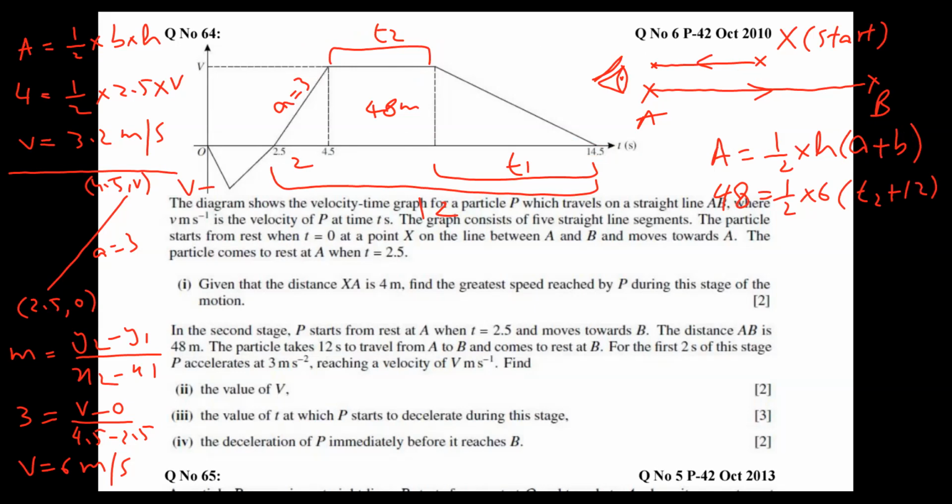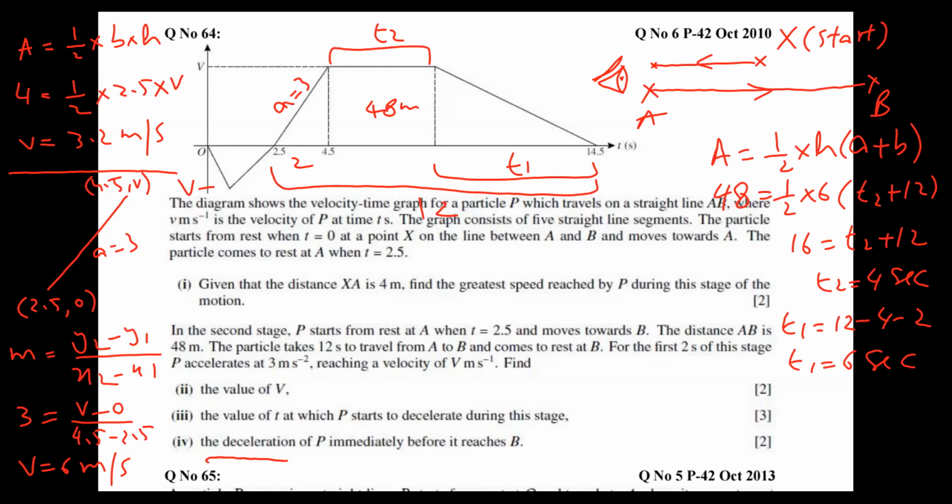Now I will type it in the calculator. 48 divided by 3, where 3 comes from here. When divided by 3, I got 16. That means 16 equals t2 plus 12, and t2 becomes 4 seconds. So Alhamdulillah Rabbil Alameen, the time for constant speed is 4. So from 12, subtract 2, subtract 4, I get the time for deceleration, which turns out to be 12 minus 4, minus 2. I got 6 seconds. Alhamdulillah Rabbil Alameen, so I got the time for decelerating.